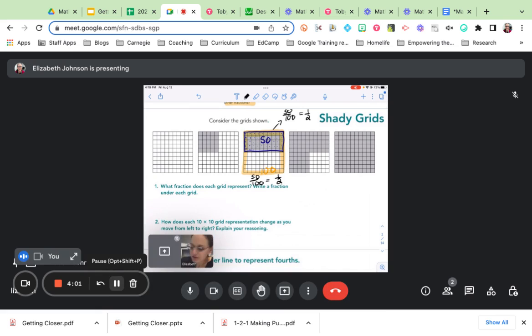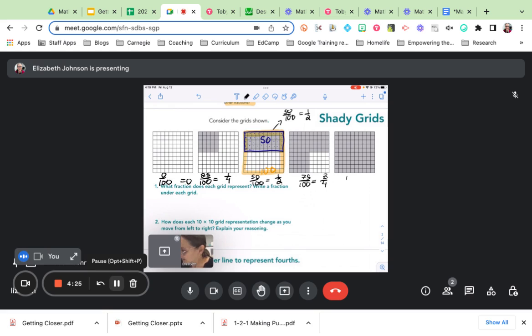You've hit play, so you must be ready to talk about it. In the first square, we have 0 out of 100. That's just 0. In the next square, we have 25 shaded squares out of 100. 25 out of 100 is like a quarter. It's the same as 1/4. We already did 1/2. Here we have 75 over 100, which is the same as 3/4.